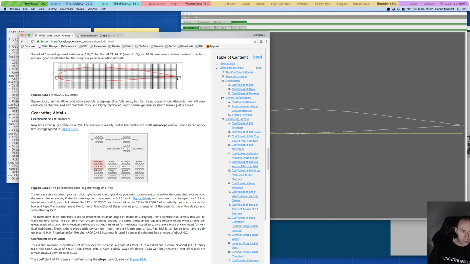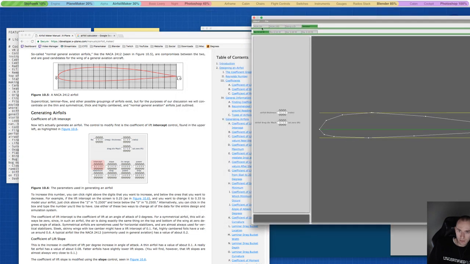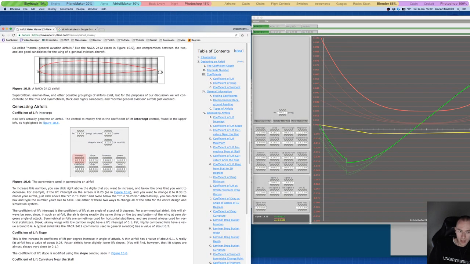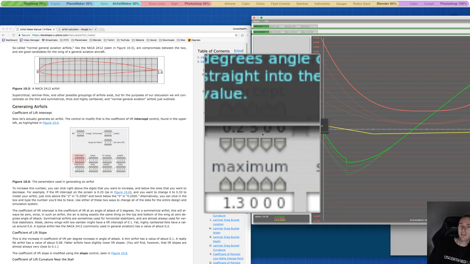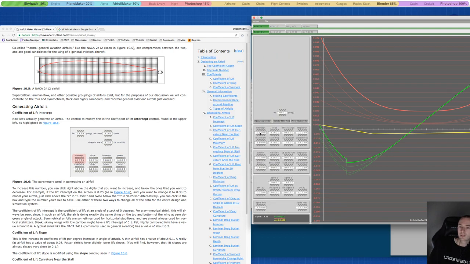General aviation airfoils. Coefficient of lift intercept. Do we have that box then? I mean, clearly this is a dated manual of X-Plane. Airfoil Maker is a bit more sophisticated now, it seems. Intercept. The lift intercept is the amount of lift the foil puts out at 0 degrees angle of attack. 0 alpha. This is the lift when the wing is aimed straight into the wind. Yes, and it's not pitched up at all. No, that's double. 0.20 is a typical value.